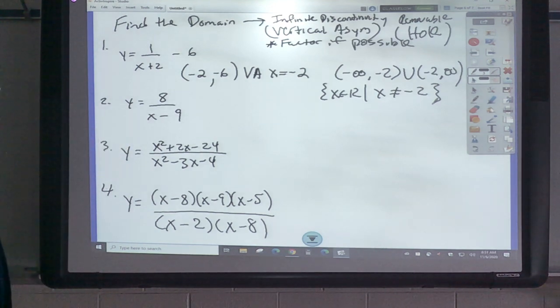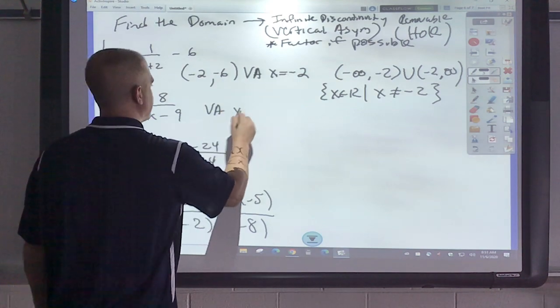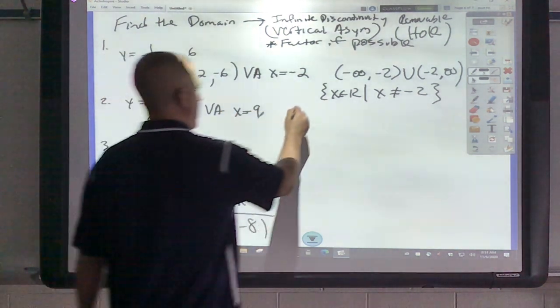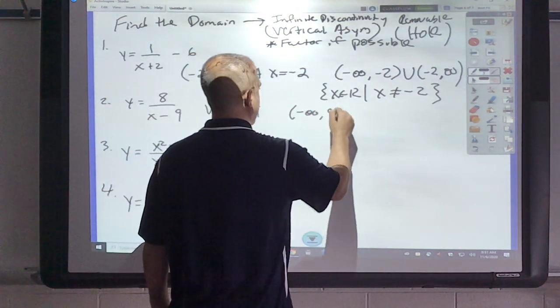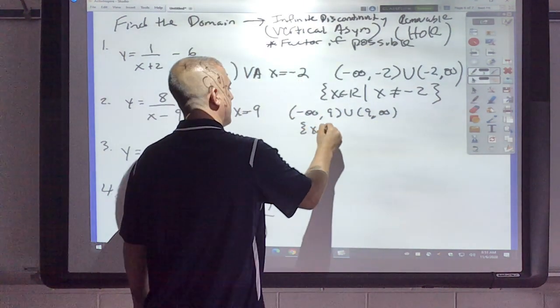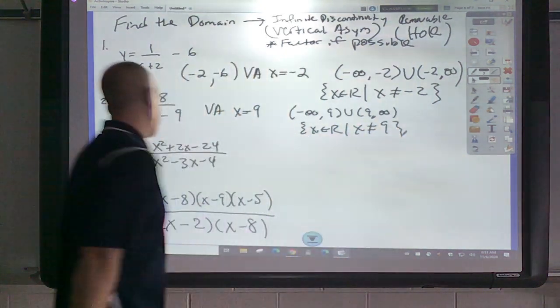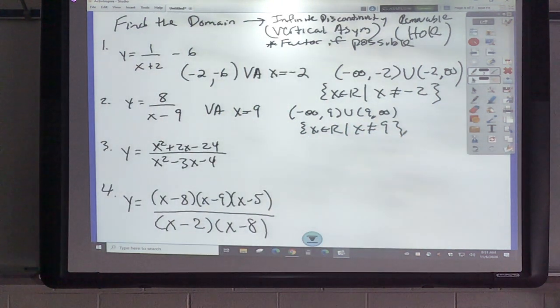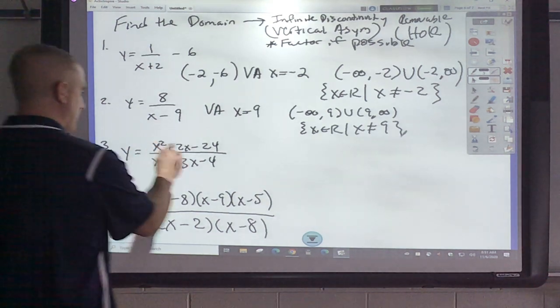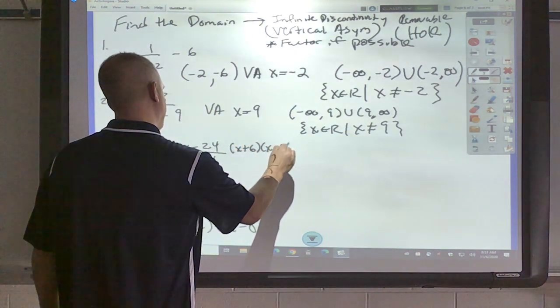What's this example? We just learned that one. This is going to be my vertical asymptote, x equals 9. So once again, I could go -infinity to 9, union 9 to infinity, or I could do x is an element of all real numbers, such that x can't be 9. Now, I'm going to have to factor this one. If I factor this, this would be x plus 6, I think, and x minus 4.